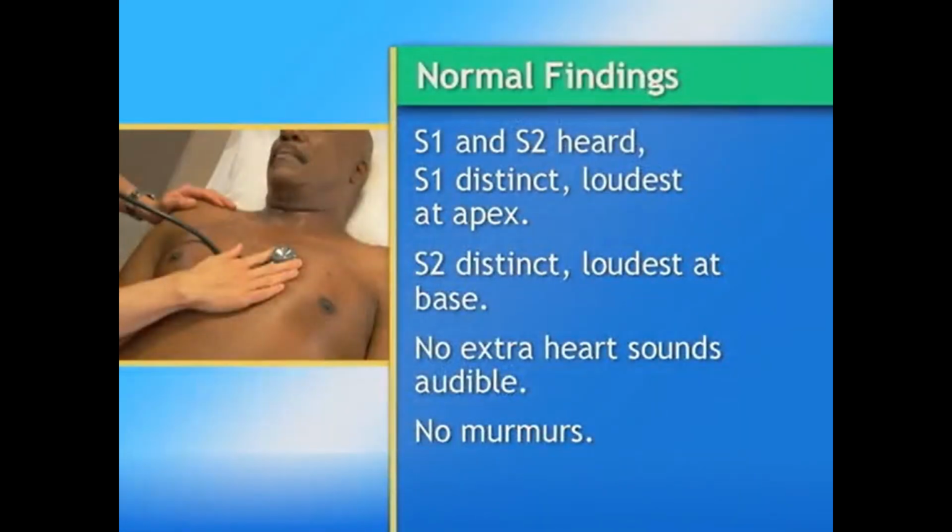S1 and S2 heard. S1 distinct, loudest at the apex. S2 distinct, loudest at the base. No extra heart sounds audible, no murmurs.